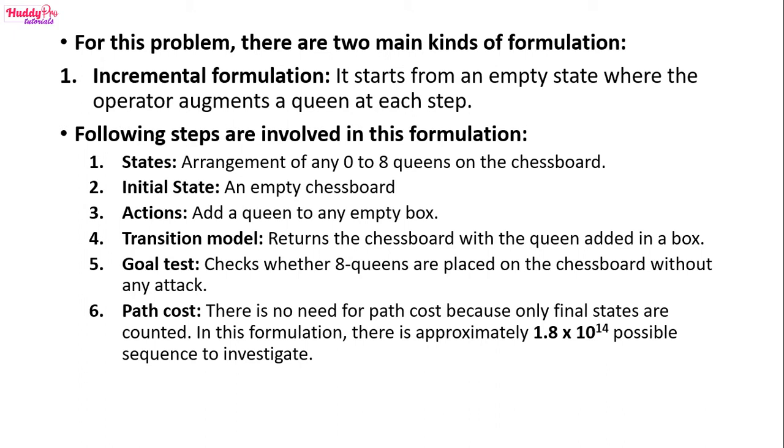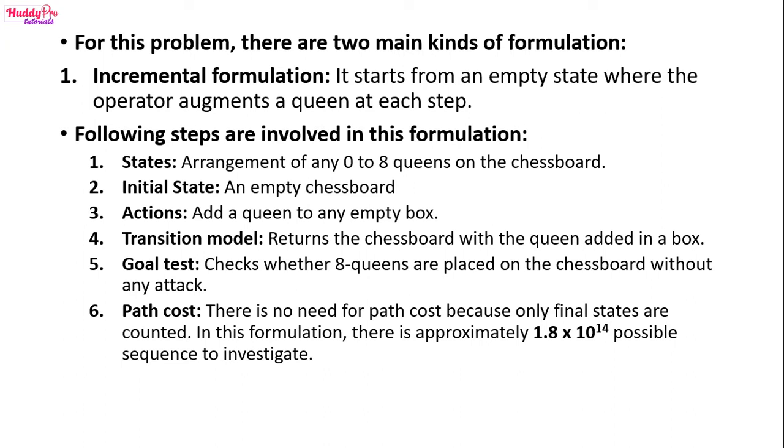Now, in this kind of problem, the 8 queens problem, there are 2 main kinds of formulation. We have incremental formulation, which starts from an empty state. That is, you have your chessboard without any queen, and now you keep on adding queens at each step until you make moves and have the arrangement as required by the goal state. So the following steps are involved in the incremental formulation.